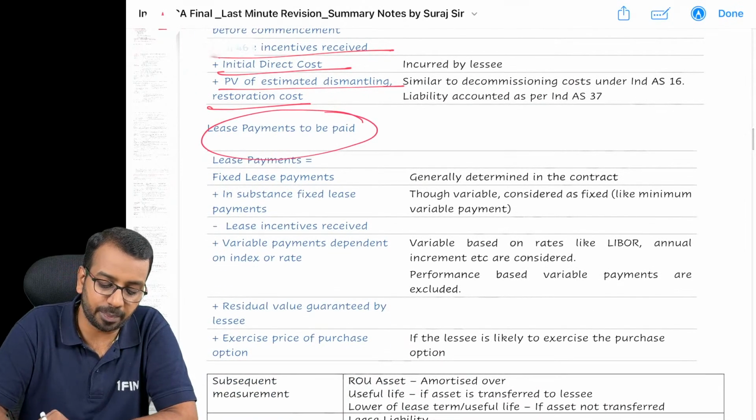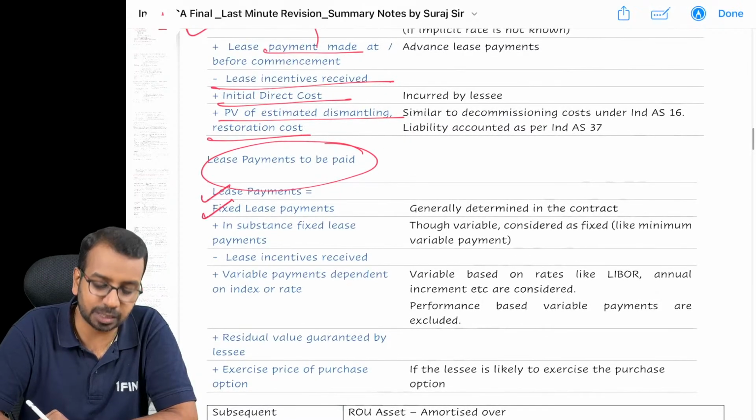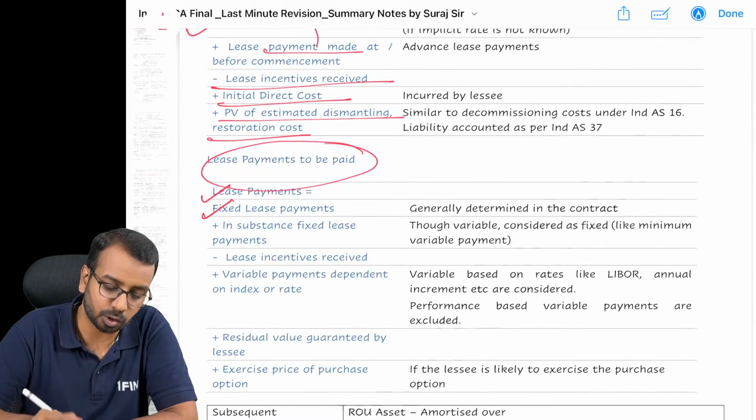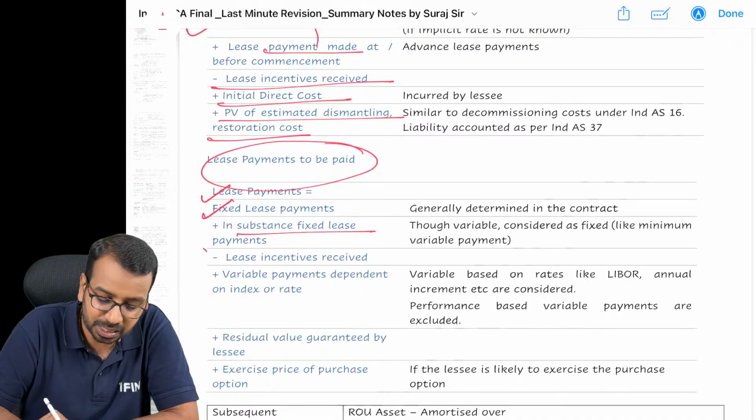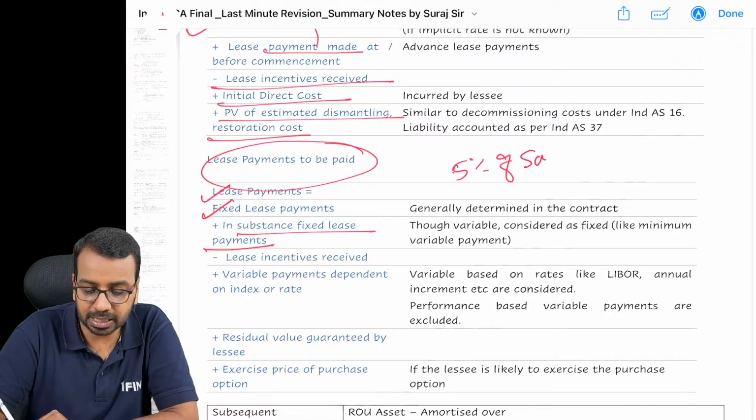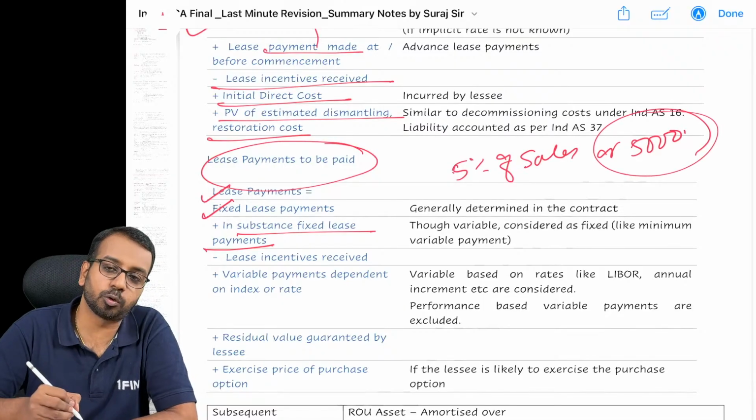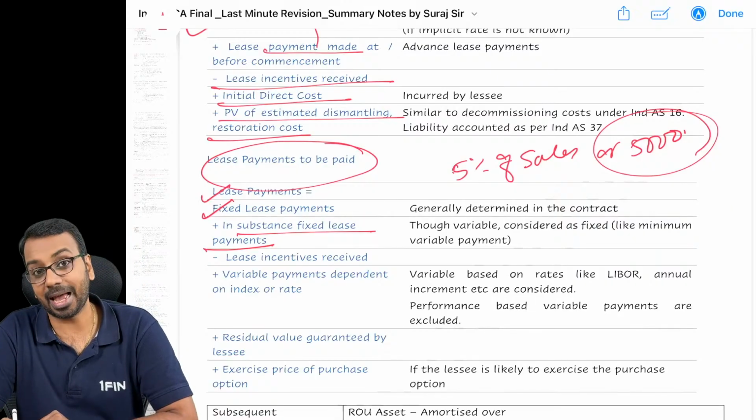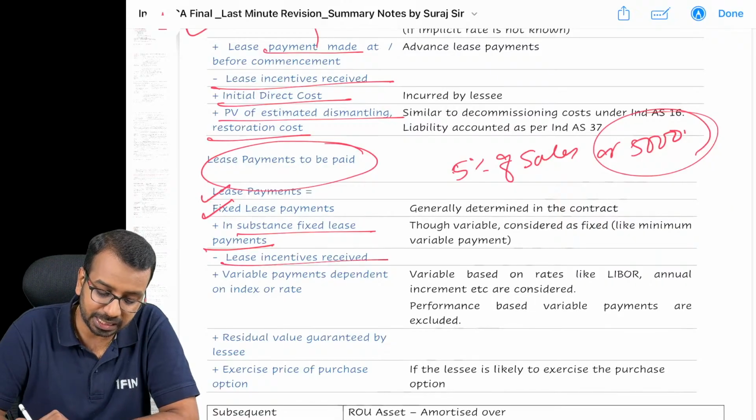And lease payments are fixed lease payment, whichever is paid monthly fixed or yearly fixed. In substance, fixed lease payment, this is something like 5% of sales or 5,000, whichever is higher. So at least 5,000 we need to pay. So this 5,000 will be considered as fixed lease payment. Lease incentives received, will reduce it from the lease payment.